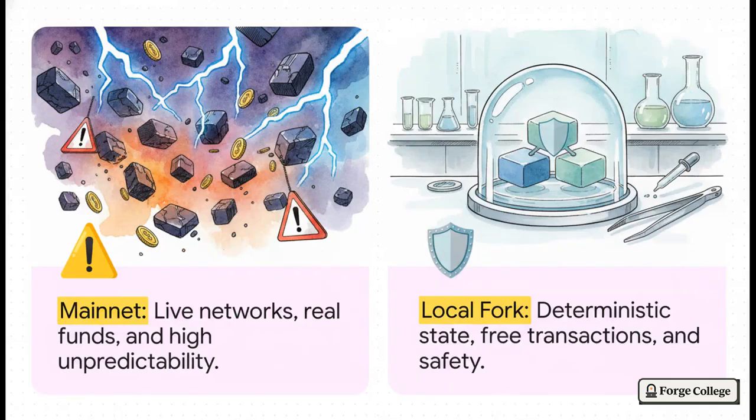And this brilliantly illustrates exactly why we never, ever test directly on mainnet. Testing in a local fork guarantees that your results are free, safe, and most importantly, perfectly reproducible every single time. Mainnet is a wild, unpredictable, and highly expensive jungle. Your local fork, on the other hand, is a perfectly sterile, deterministic, bulletproof laboratory.